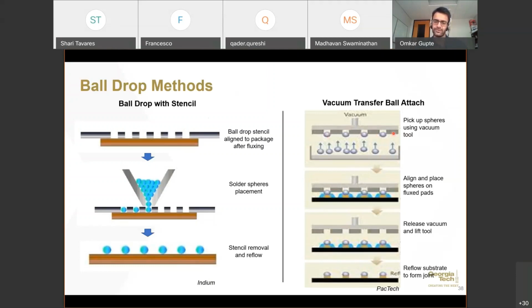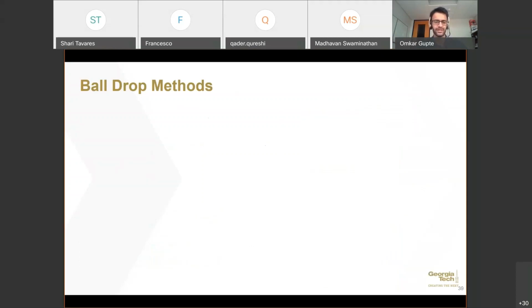which is attached to a vacuum tool head, and it essentially picks up the balls from a reservoir of solder balls, such that there is one ball held in each aperture. This vacuum tool then goes and aligns with the substrate, and that is aligned. The vacuum is released and the tool is lifted such that the balls stay down, and then the entire thing is reflowed again to form the joint.